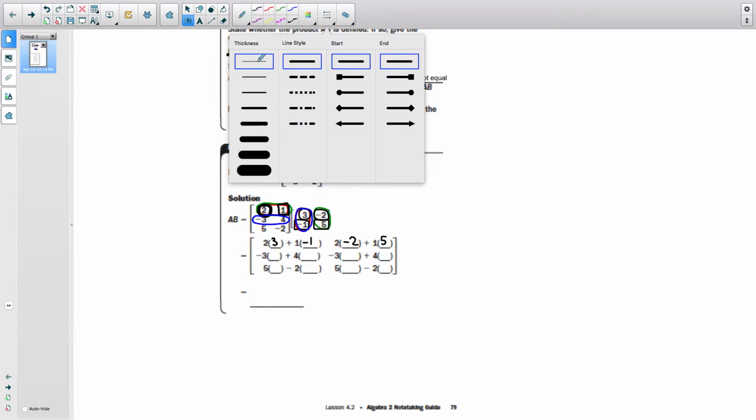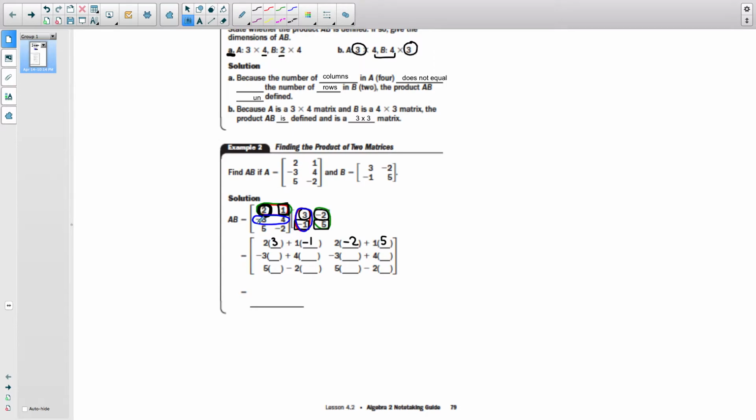And again, you match the first number of the row with the first number of the column. So that's going to be negative 3 times positive 3. All right, and then now I'm going to match the second number of the row by the second number of the column. So 4 and negative 1. Again, after you get those two products, you'll add them together. Okay, and that's going to give you the second row, first column entry of your answer.